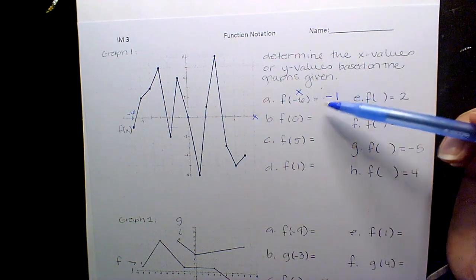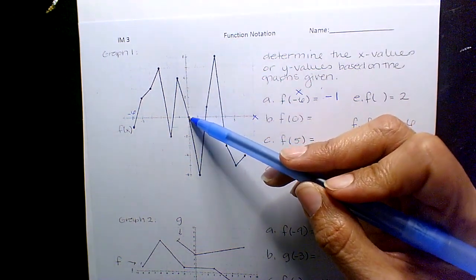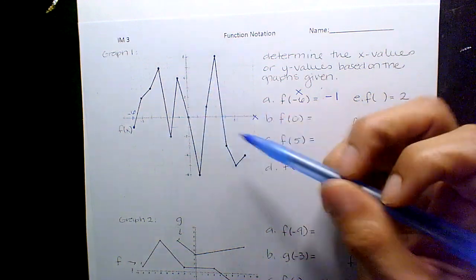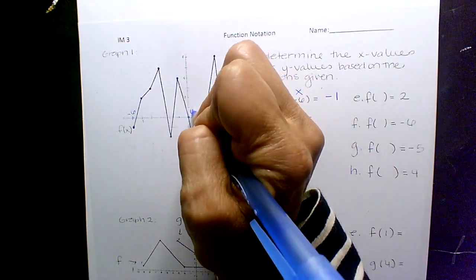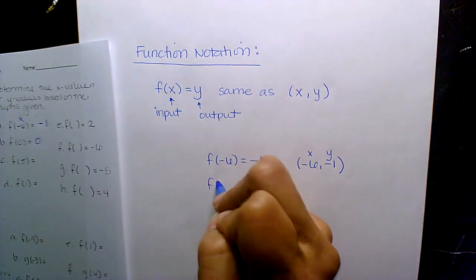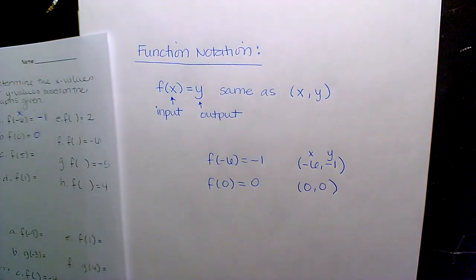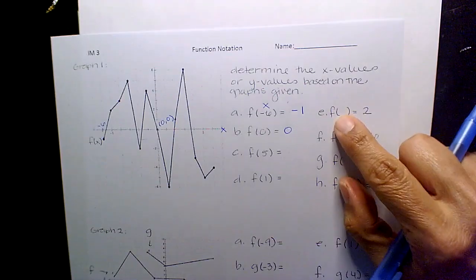Okay, so now go f of 0. When x is 0, what is y? 0, right? Because this is your point 0, 0, right? So f of 0 gives me the point 0. Okay, go to the E.